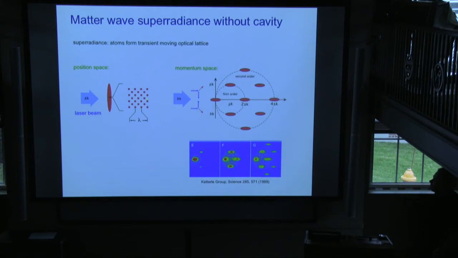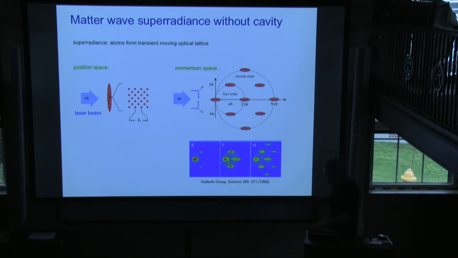This moving density grating fulfills the Bragg condition for efficient scattering onto the axis of this Bose condensate. There's a kind of superradiant pulse that is emitted on the axis of the BEC, and then all these different momentum states are occupied. This is the experimental picture that they were seeing.